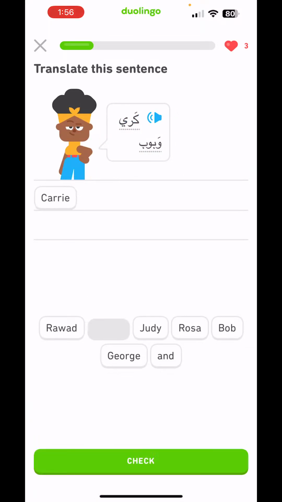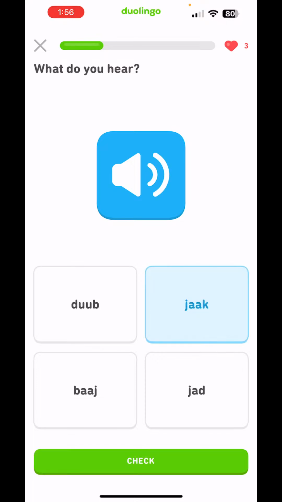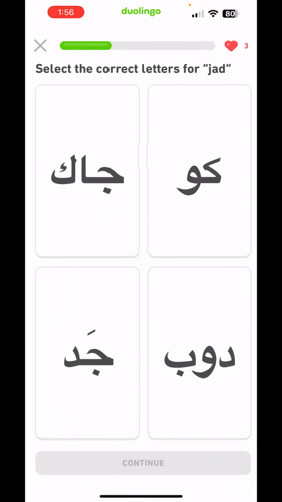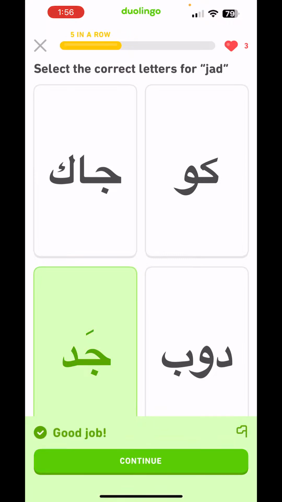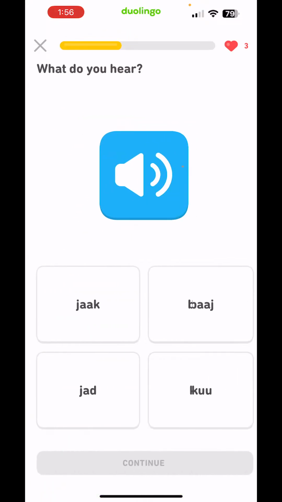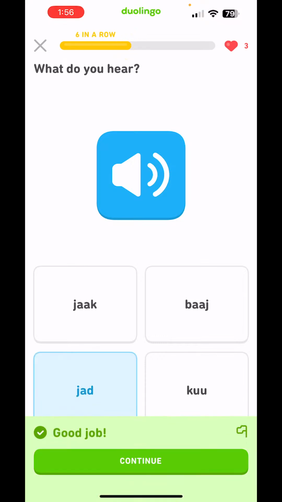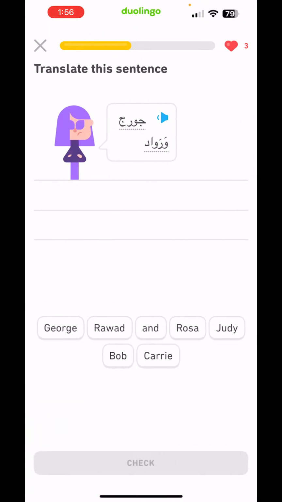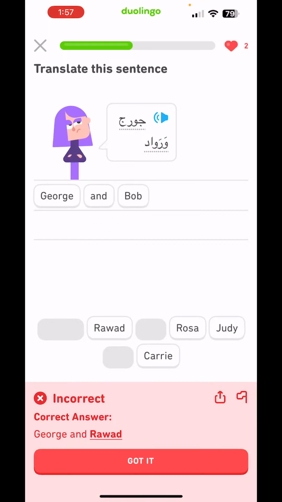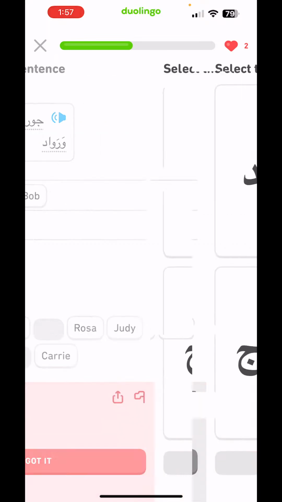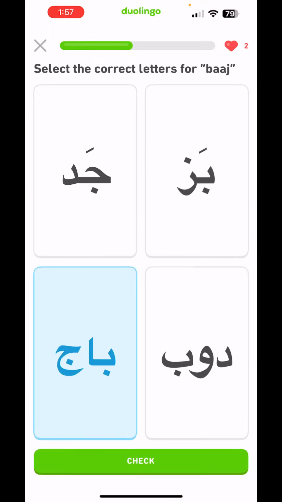Getty and Bob. Ja. Jad. Jed. George here. Bob. Oh, Rawed. Oh, it sounded like Bob. Baj. Yeah.